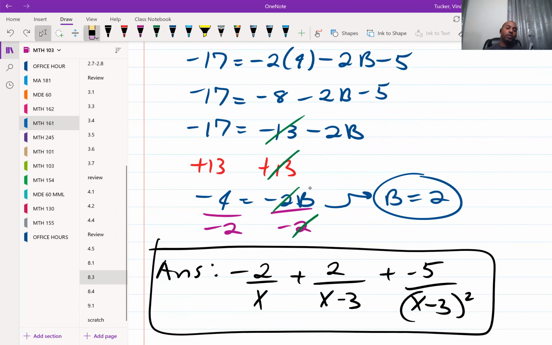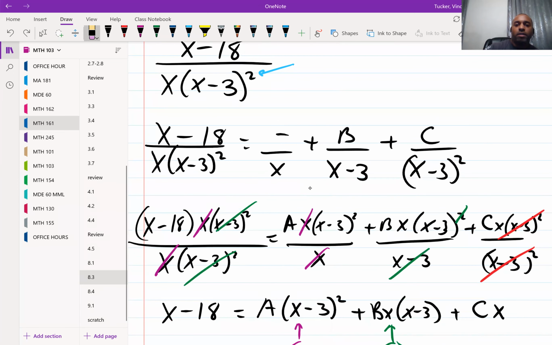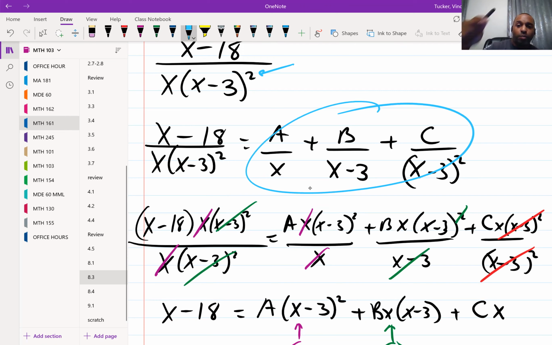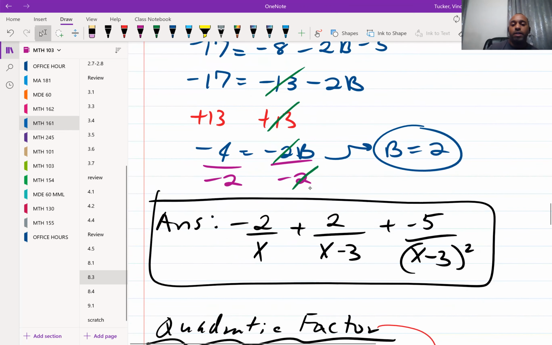And that's our result. Go back to what your original setup was, right here. Oh, still have my eraser on. So right here, and then you put A, B, and C in accordingly. So that's what we did right here.